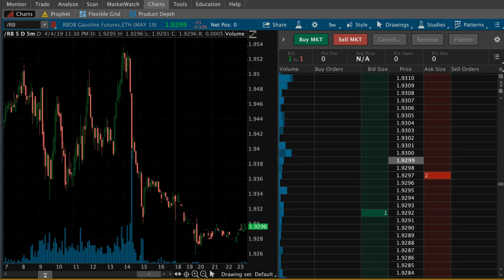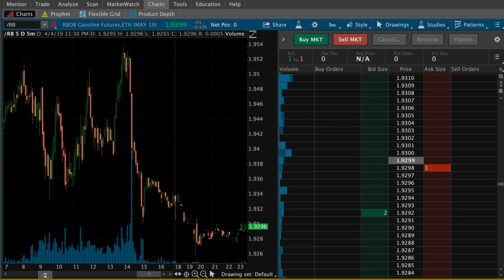Here's a little tutorial on limit orders using Thinkorswim. Now, the concepts that we see here in Thinkorswim should be transferable to just about any trading platform that shows a trading dome like I'm showing here on the right-hand side. This is gasoline, by the way. On the left-hand side is the gasoline futures.